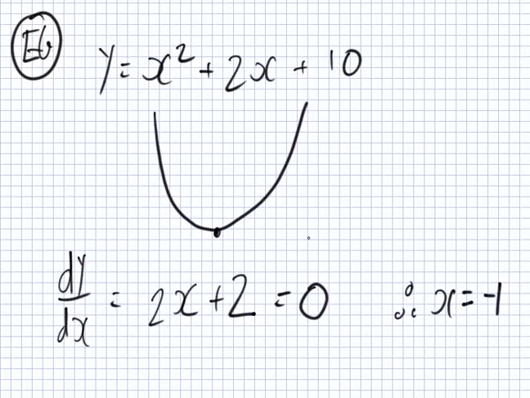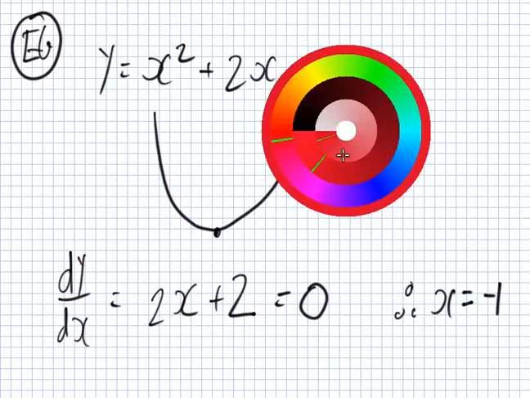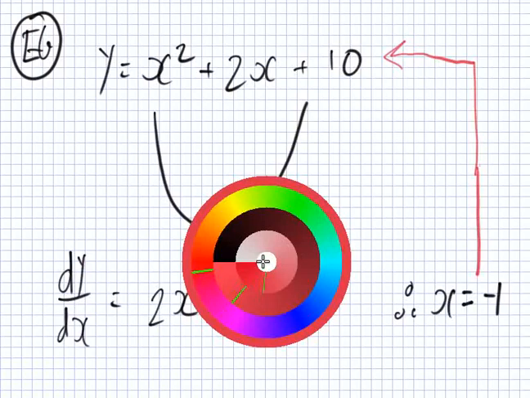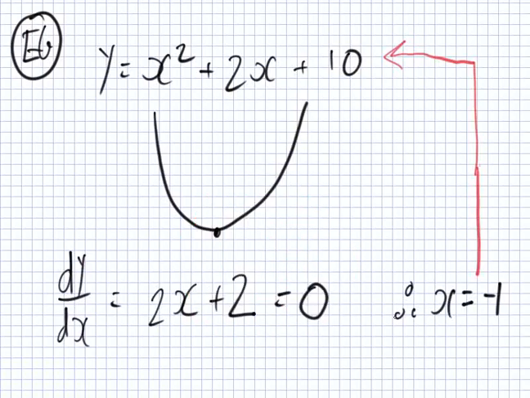How could I find the y? Substitute it in here. So y equals 1 minus 2, which is minus 1, so y is 9. So the point down below here is minus 1, 9.